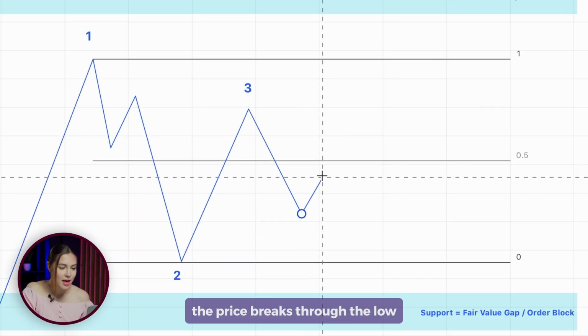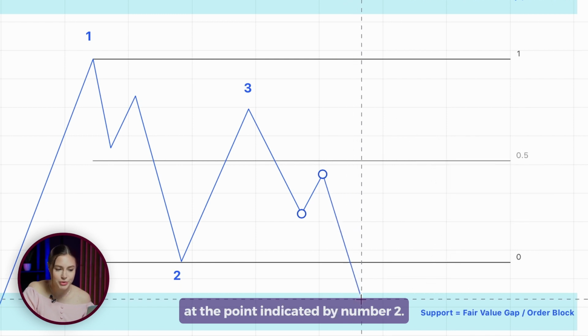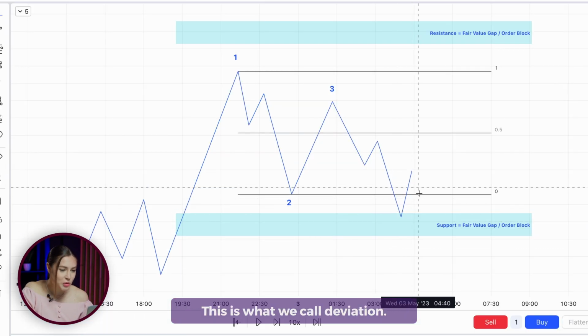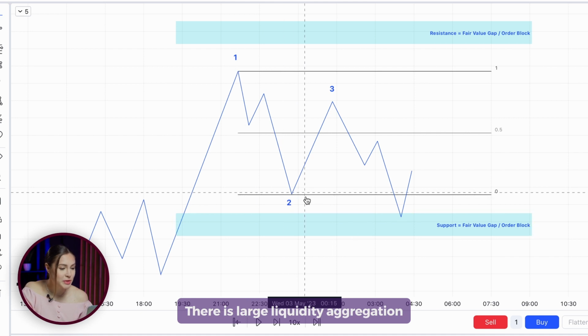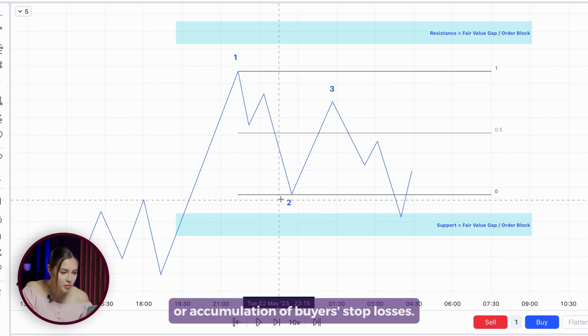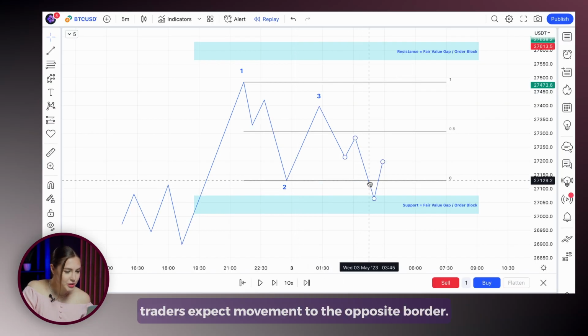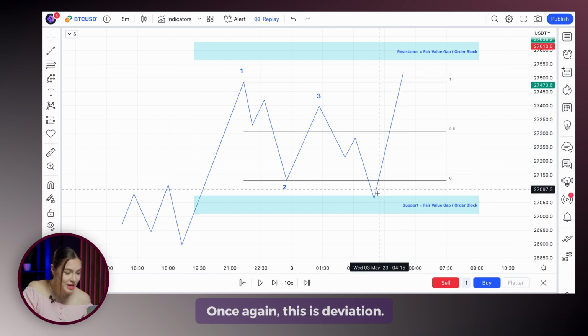For example, the price breaks through the low at the point indicated by number 2. Then it returns to the flat movement. This is what we call deviation. There is large liquidity aggregation behind point 2, or accumulation of buyers' stop losses. After collecting liquidity, traders expect movement to the opposite border. Once again, this is deviation.